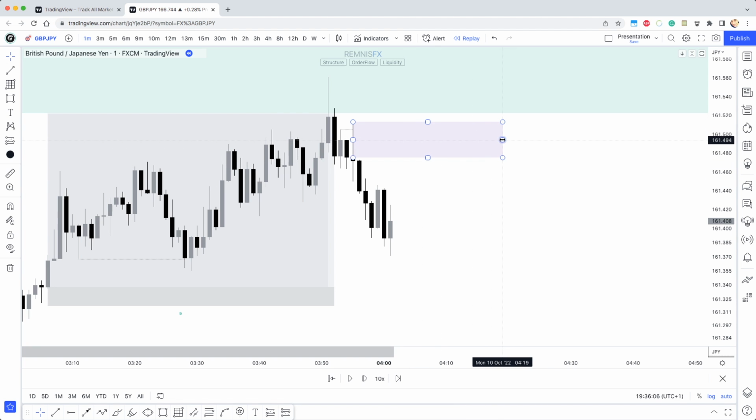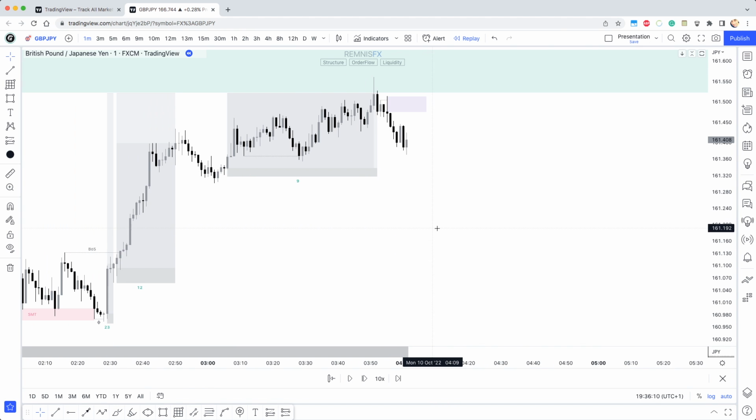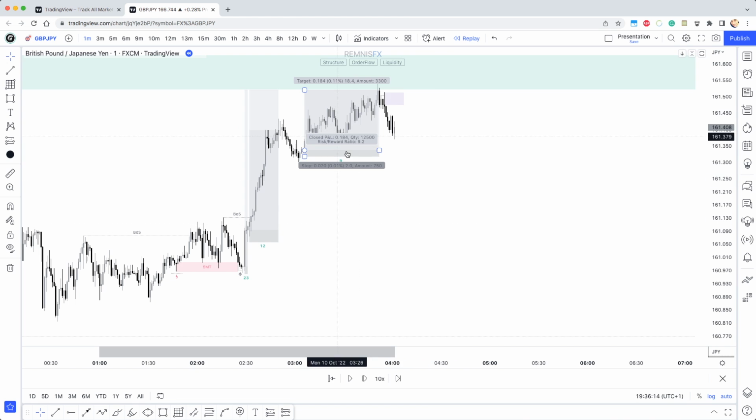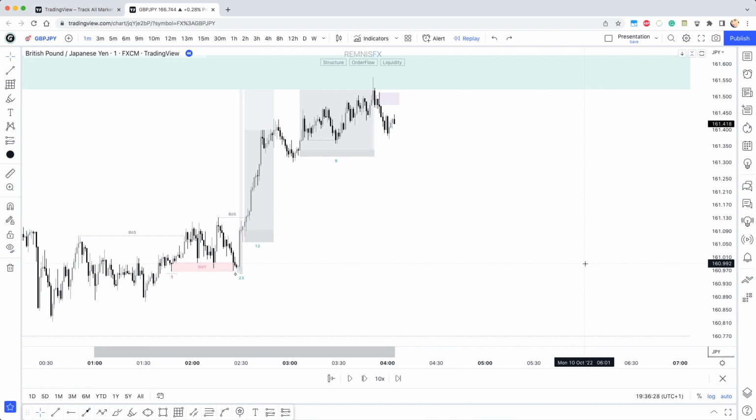Okay, I mark it like that to keep it in mind, okay? Because I don't know what price is going to do. It may go for the liquidity that is sitting here, right? Or sitting here. So let's just wait patiently and see what price will do, okay?